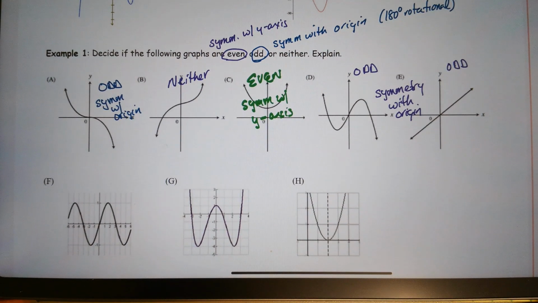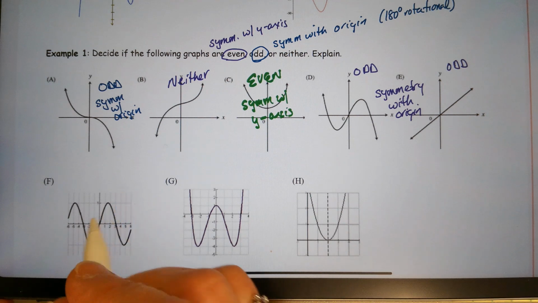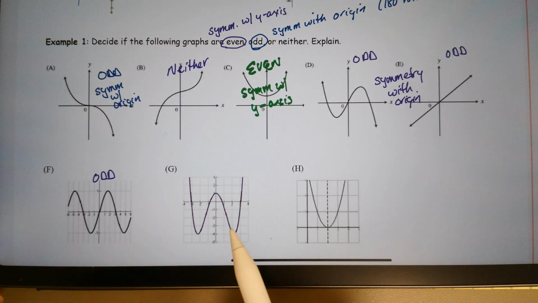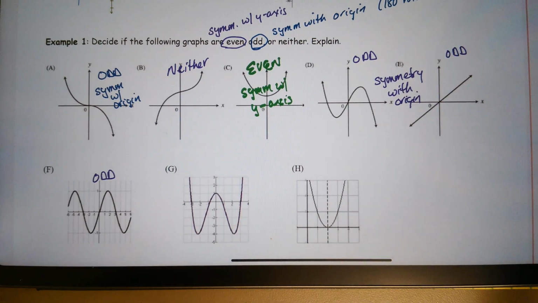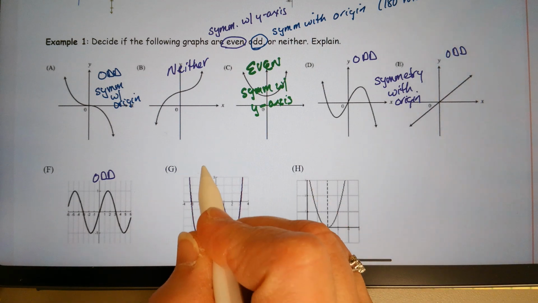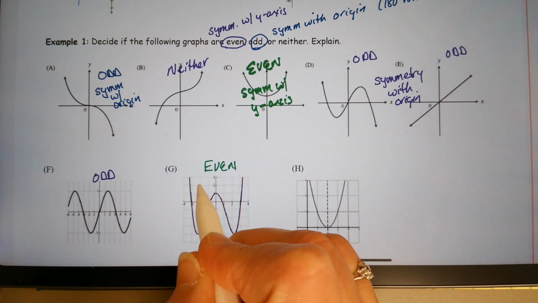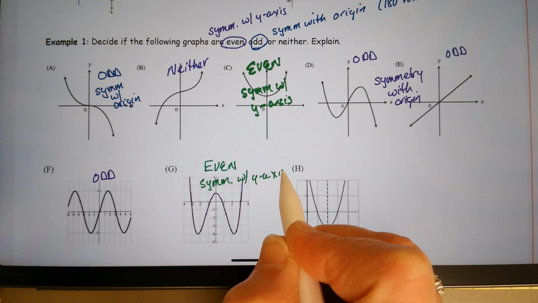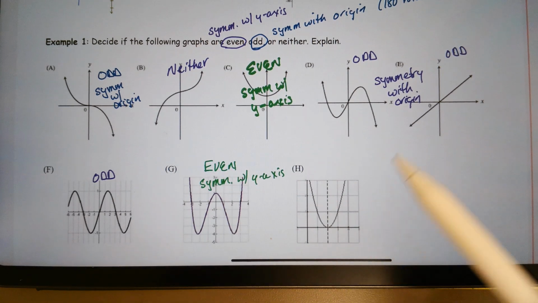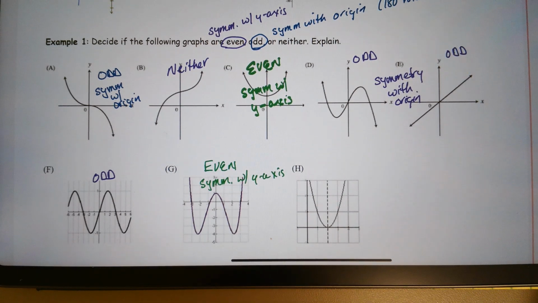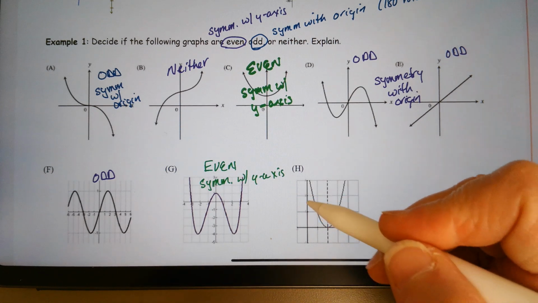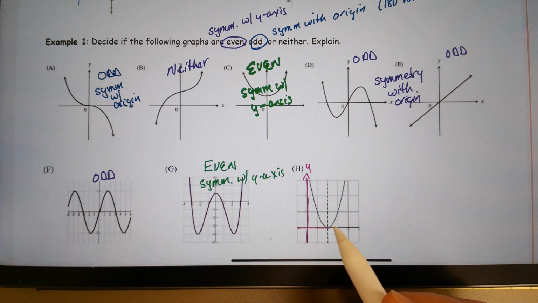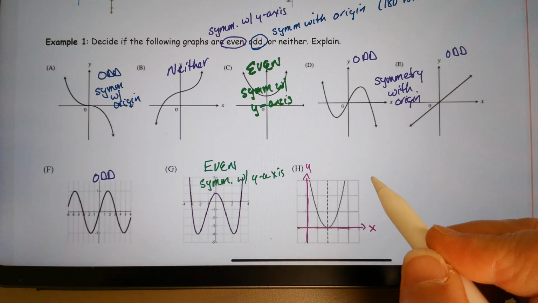F, it's also odd. G, that has symmetry with the y-axis. This is even. And now H here, this line here is the y-axis, the solid one, and this is the x-axis. So this is neither.